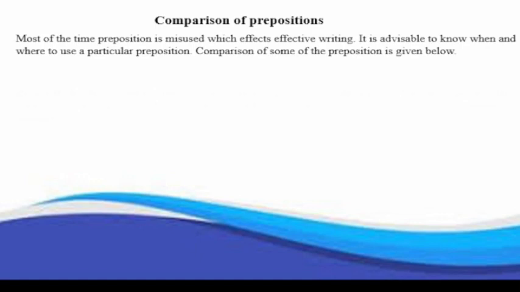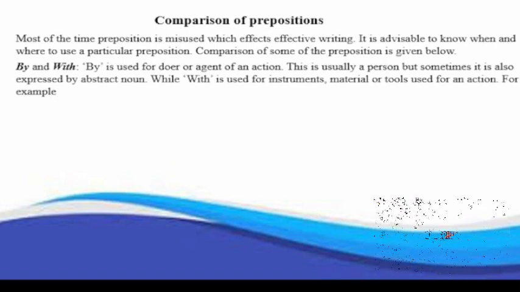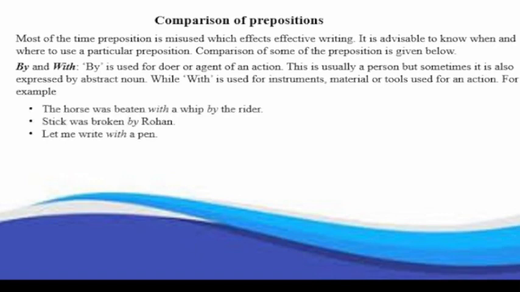given below. 1. By and with. By is used for the doer or agent of an action. This is usually a person, but sometimes it is also expressed by an abstract noun. While with is used for instruments, materials, or tools used for an action. For example, the horse was beaten with a whip by the rider. Stick was broken by Rohan. Let me write with a pen.